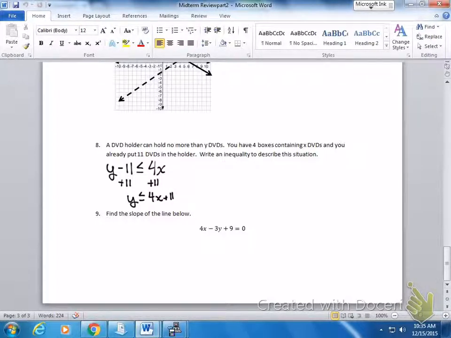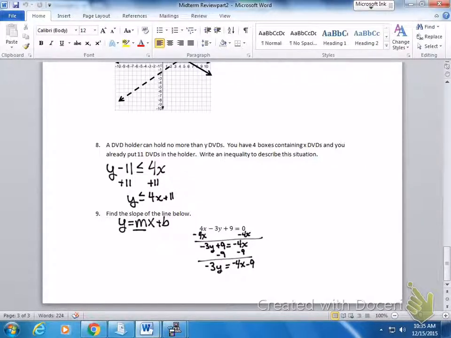It says find the slope of the line below. Well, I need this to be in y equals mx plus b form. Once I have it there, whatever's in front of x is my slope. So I need to solve this equation for y. First thing I'm going to do is move 4x to the other side. So I get negative 3y plus 9 equals negative 4x. Now I need that 9 to move, so I'm going to subtract 9 from both sides. I get negative 3y equals negative 4x minus 9.